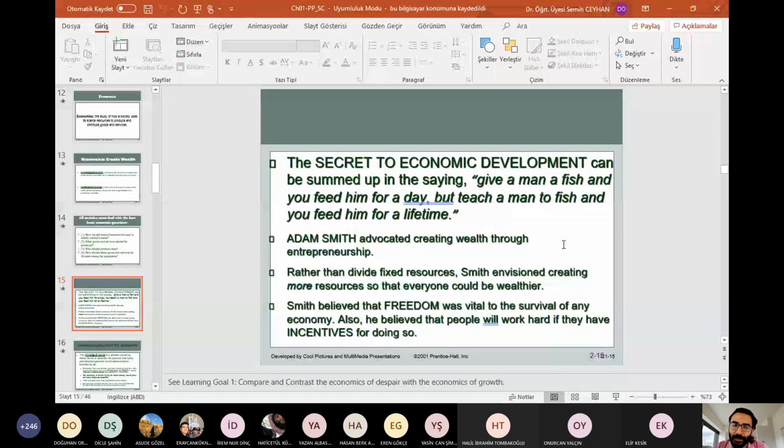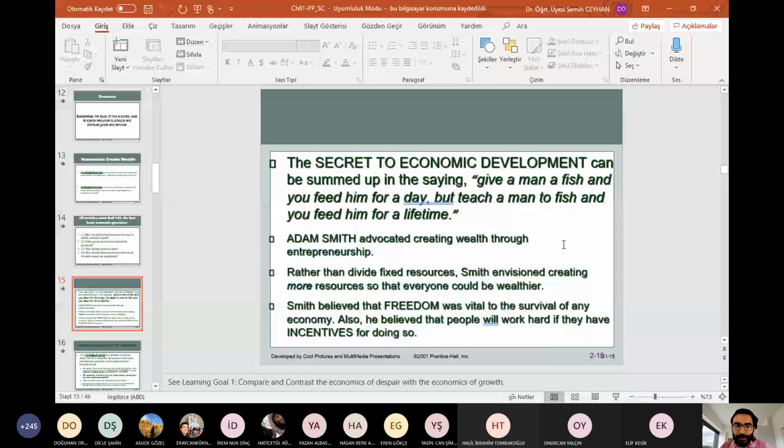So the secret of economic development can be summed up in the saying: give a man a fish, and you feed him for a day. Business actually requires that. Government cannot look after every one of us. So when you found a business and provide some people with jobs, you are taking the burden of the government onto yourself, because you create an opportunity to create wealth and growth in the general economy. Adam Smith believed in that.